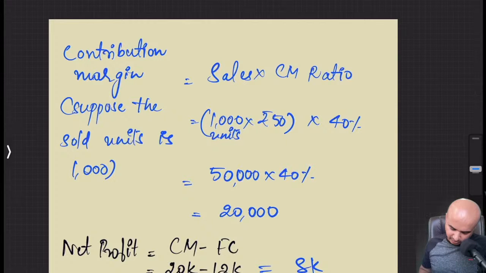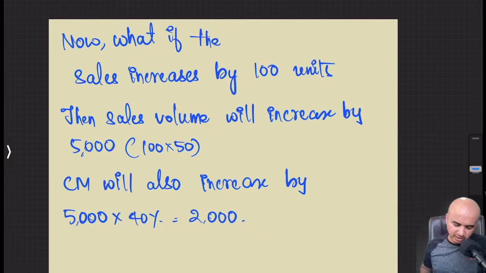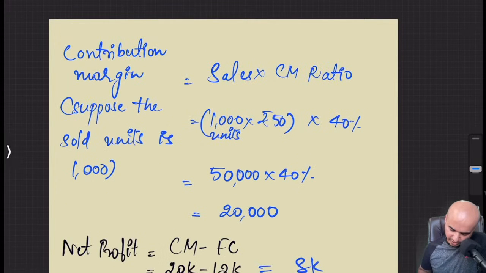Again, the same thing is here. Net profit, all these things are done. Okay, here's an interesting experiment. What if the sales increases by 100 units? Let's go back to the previous example. How many units were sold? 1000 units. Let me just bring up one more screen for my calculation.